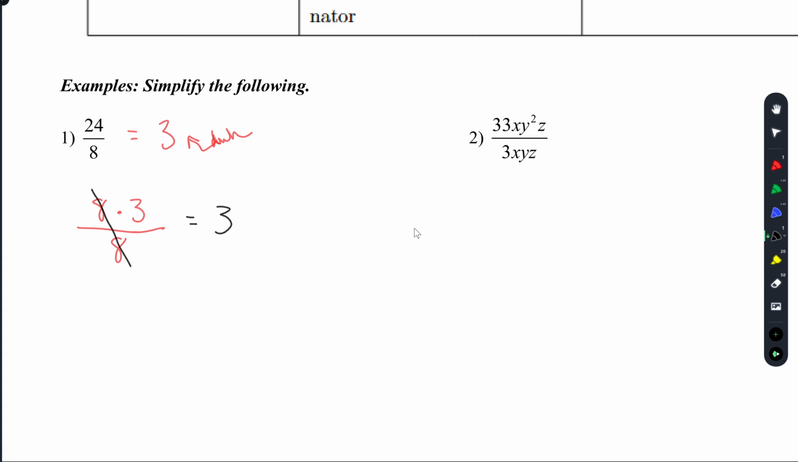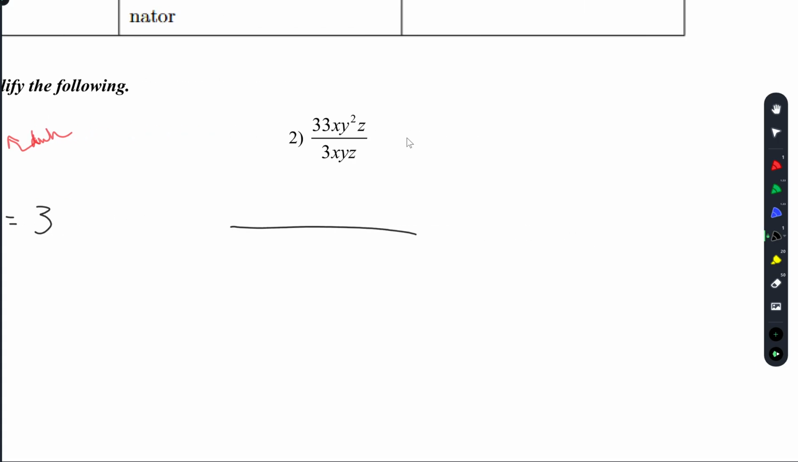Okay, so with these, remember, first attack the numbers, 33 and 3. This one we have an x and an x. This one we have 2 y's and 1 y. And this last one a z and a z. So then if you break it up like that, then it's just looking at what's left over.